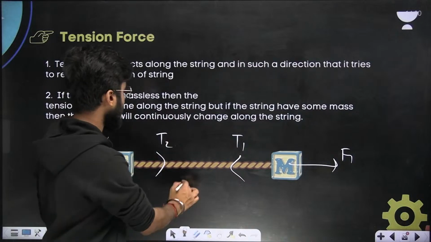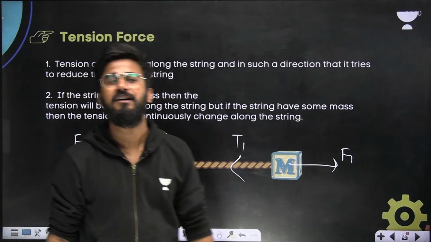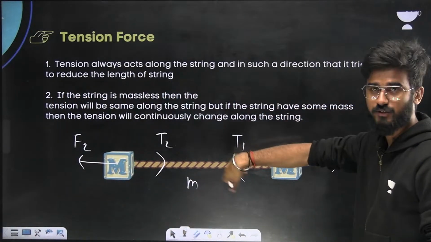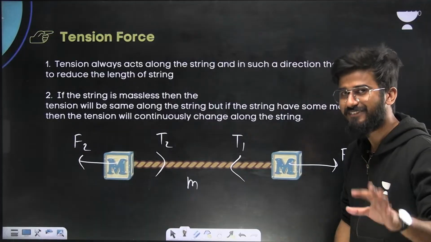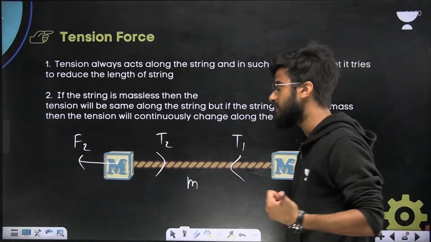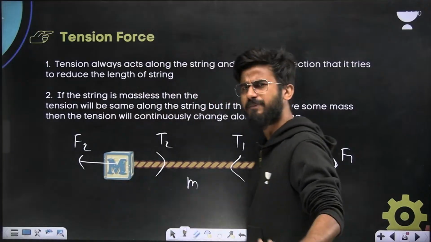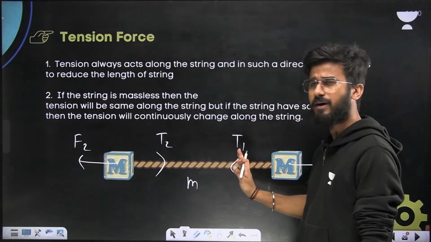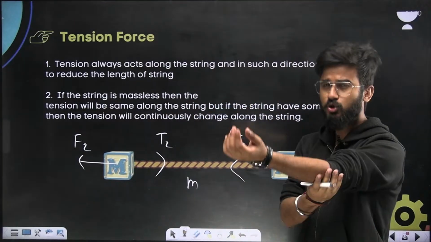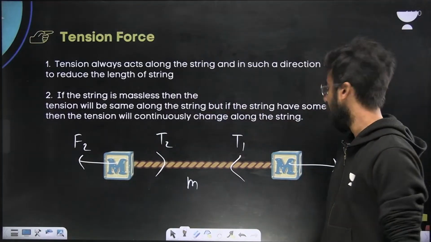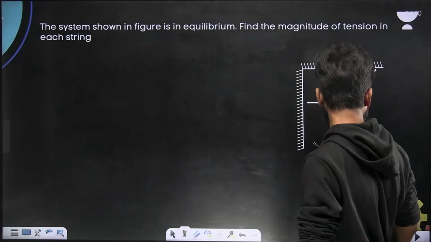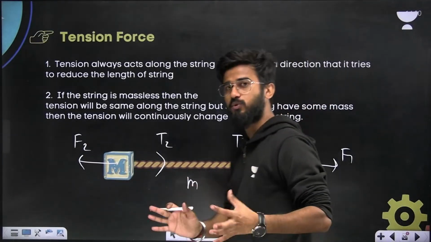Suppose that the mass of this particular string is m. If we are talking about the ideal string, I've already told you that the string should be massless and inextensible. But let me tell you one thing: since we are just marking these tensions as T1 and T2, I'm just doing an experiment to show you how this T1 and T2 are equal.